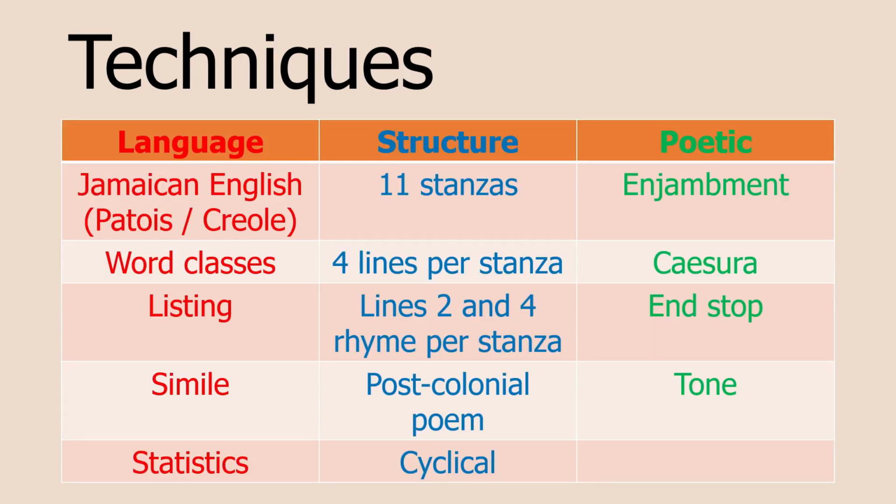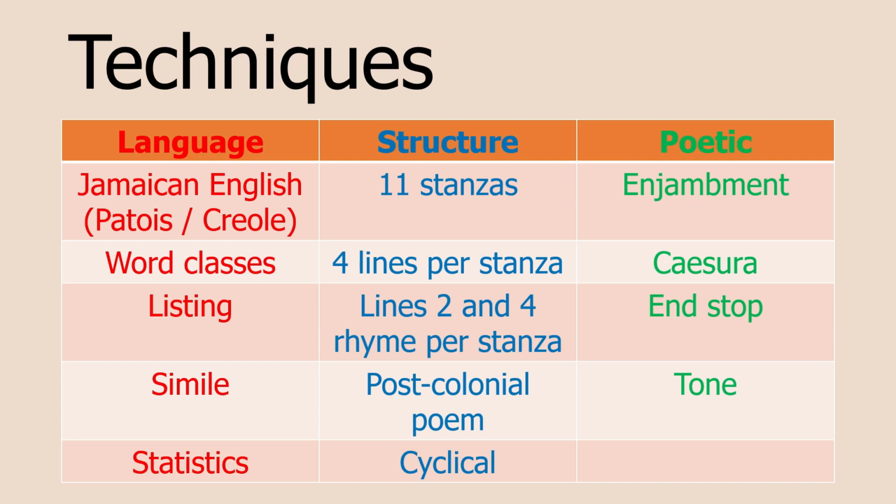So, the techniques, you'll be glad to know, are fairly straightforward in this poem. It's the language that can be a bit difficult. So, first of all, we know it's written in Jamaican English. Sometimes it's called patois, sometimes it's called Creole. But if you look at those words patois and Creole, they're quite tricky to spell. So I always tell my students to just write Jamaican English if you want to identify the language of this poem.